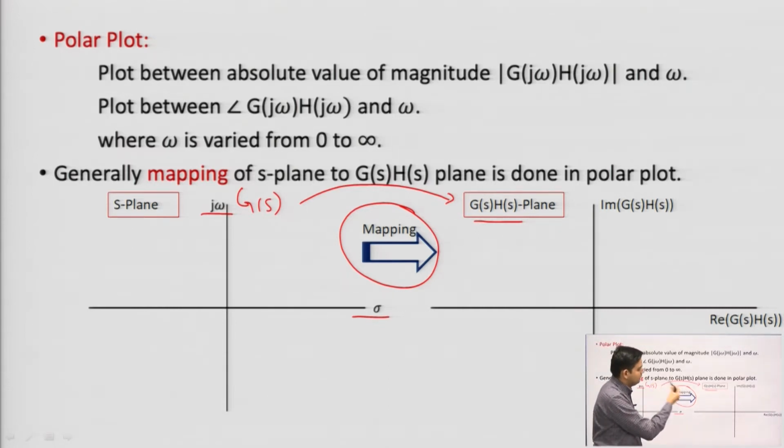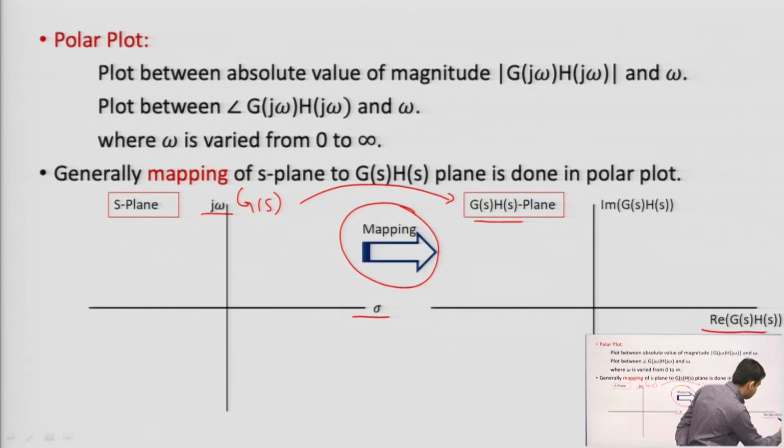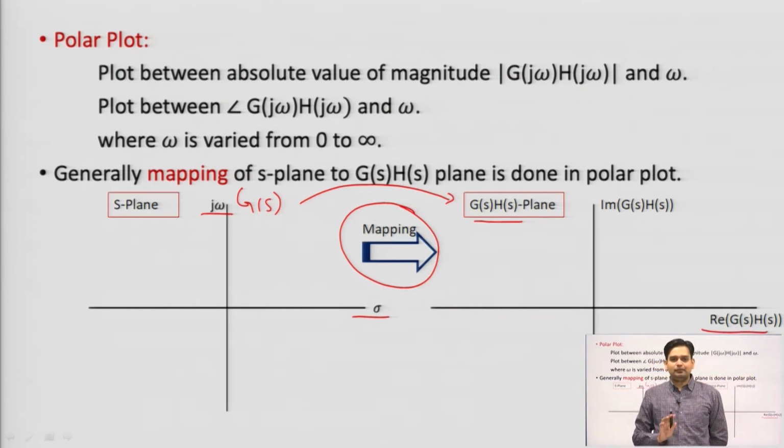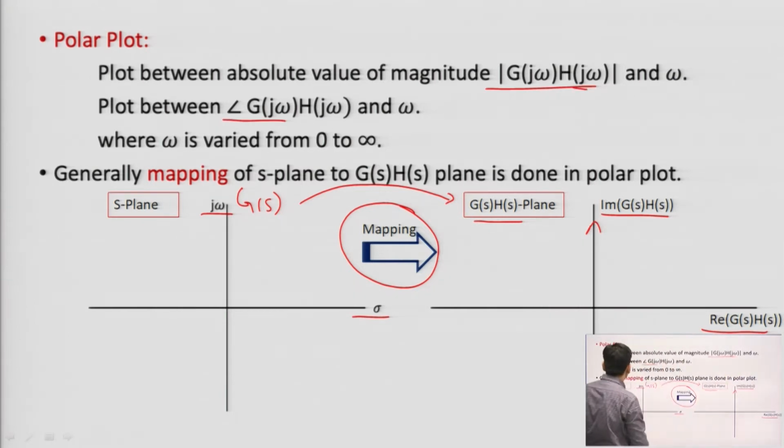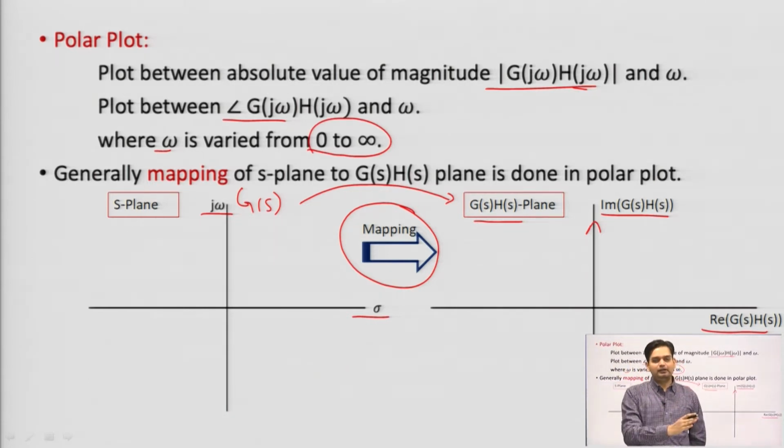Right. When we have done this mapping, then on the x axis I need to plot the real part of G(s)H(s), and the imaginary part of G(s)H(s) on the y axis. Okay. So, this will be the mapping that happens in the polar plot. Here we need to plot the phase and the magnitude with respect to frequency, where frequency is varying from 0 to infinity. Okay. So, this is the mapping from the S plane to the G(s)H(s) plane.